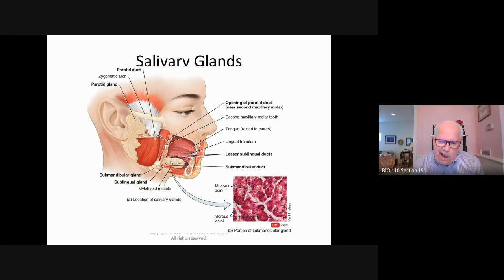Now, I'll tell you right now that there are other glands in the digestive tract that produce amylase and lipase. And when we get to the pancreas, we'll talk about amylase and lipase more, because the main producer of amylase and lipase is the pancreas.